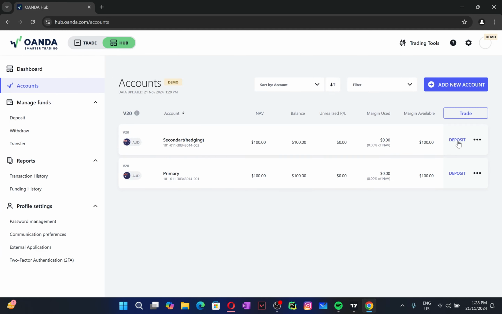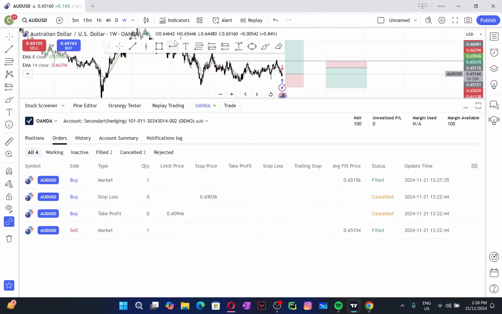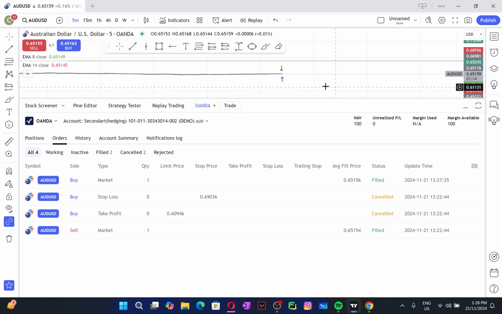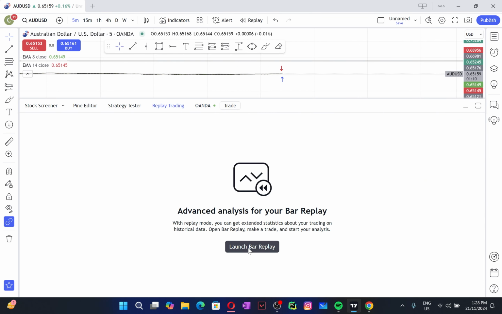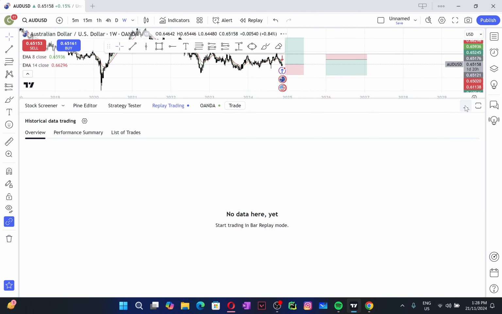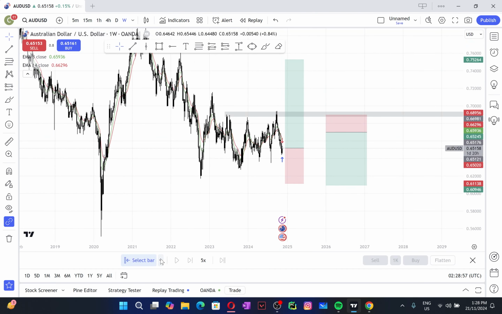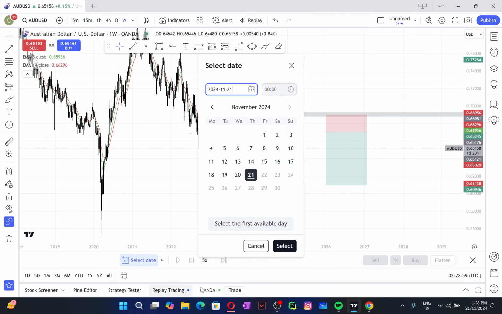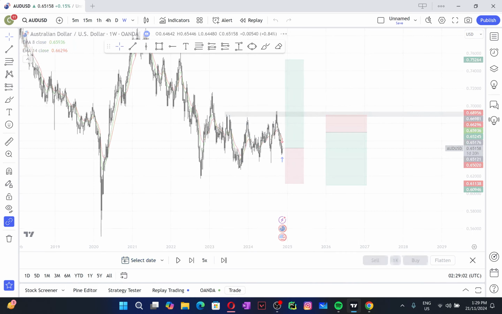So what we're going to do is go to the 5 minutes time frame. We don't even know what's happening because it's just like a line. I'm going to go into replay trading and launch bar replay. Let me go to the weekly time frame so I don't know what's happening. And I'm going to choose a date, and obviously I'm going to choose yesterday.